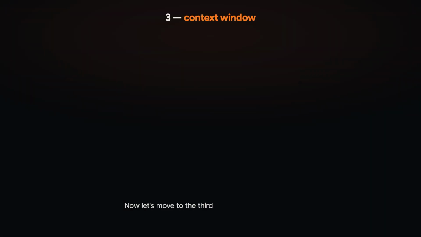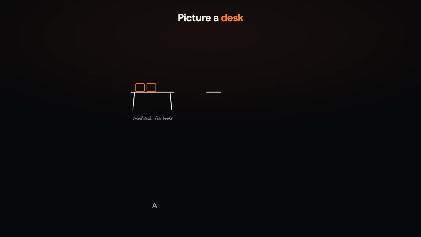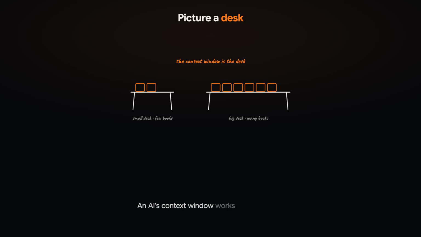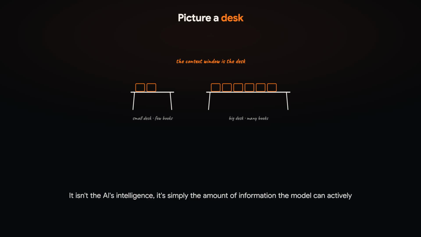Now let's move to the third box, the context window. This sounds technical, but the idea is actually simple. Picture a desk. A small desk can only hold a few books at once. A larger desk can hold many books. The desk isn't your brain. It's just the amount of information you can spread out in front of you while you're working. An AI's context window works the same way. It isn't the AI's intelligence, it's simply the amount of information the model can actively consider during one conversation.